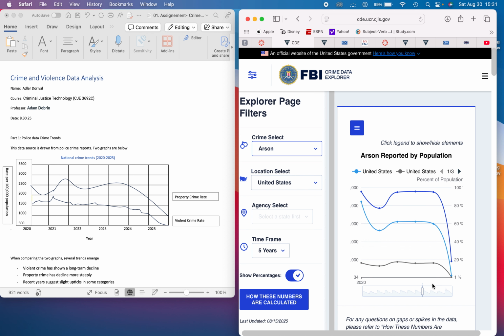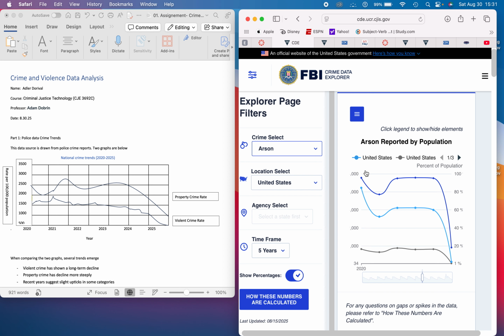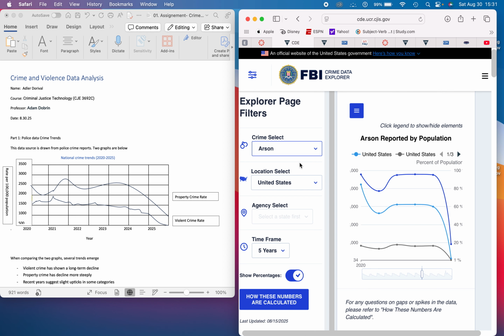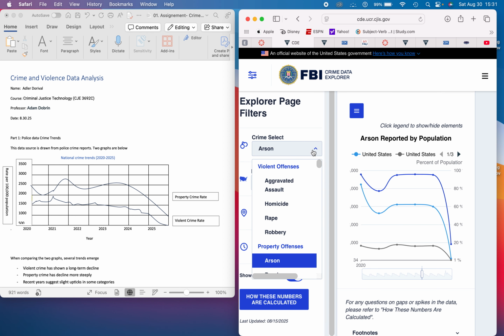Like I said, I don't know how accurate this is. This is my biased opinion. Don't go by it, but this is what the FBI put out. This is the official website. This is what they put out. Like I said, if you want to choose something else, you could.